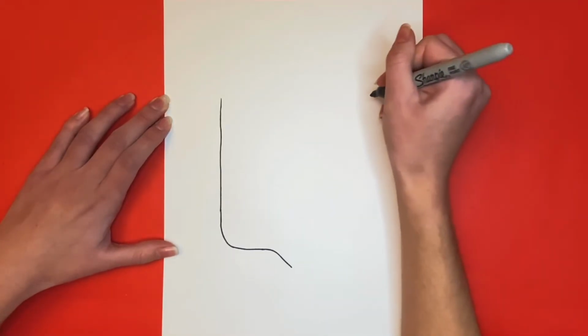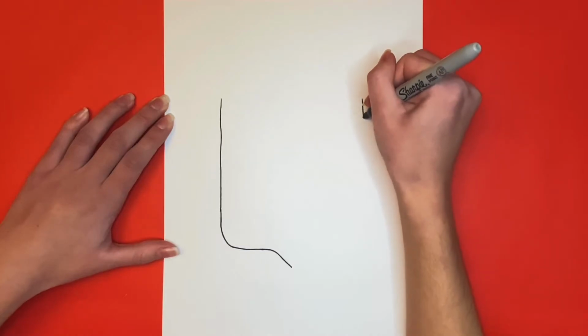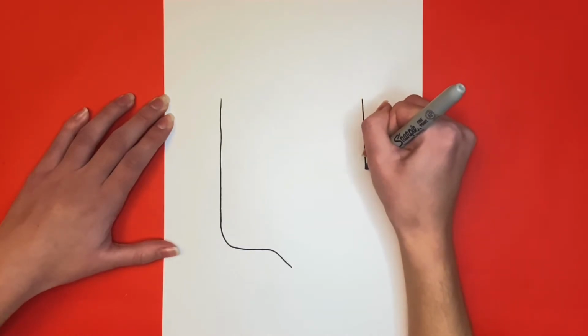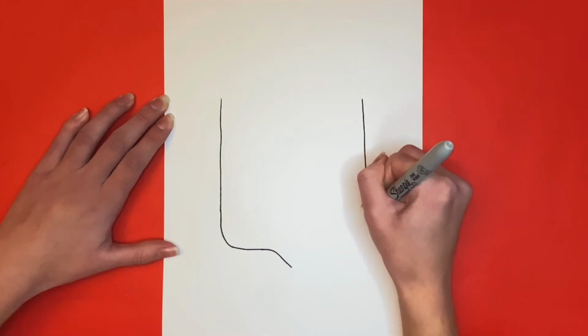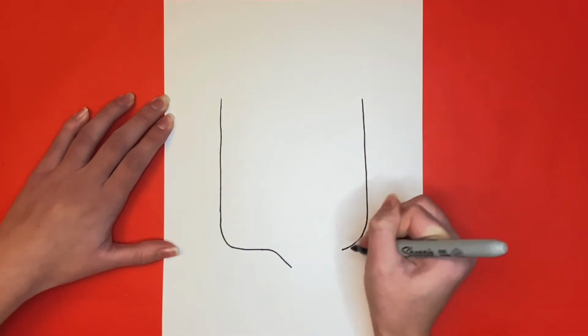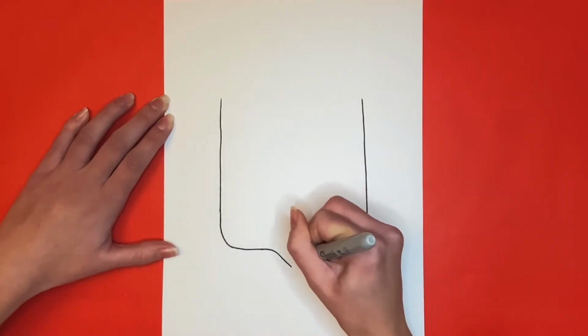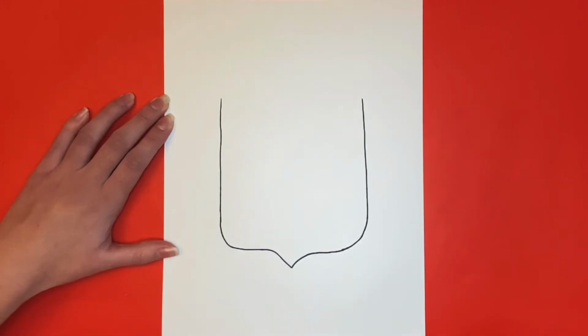Awesome! Now we're going to move to the right side and make a straight line up and down like we did at the beginning on the left side. And just like the left side, we will curve this corner and make a line going towards the left and then make it curve down and come to a point with the line that we drew before.